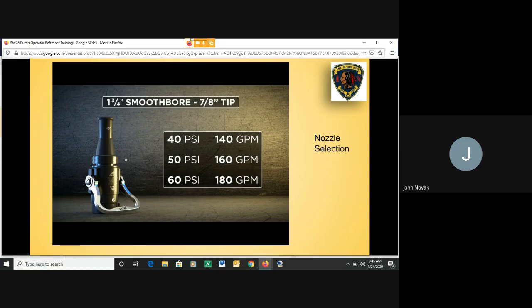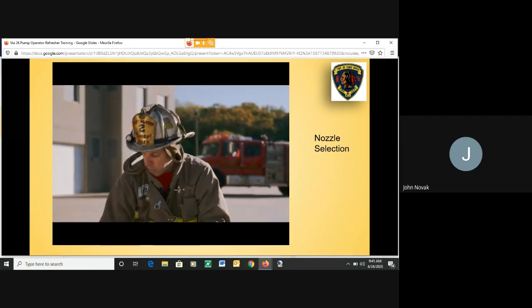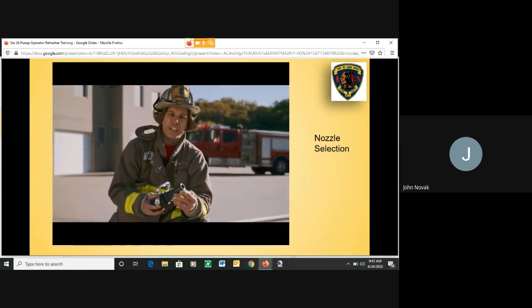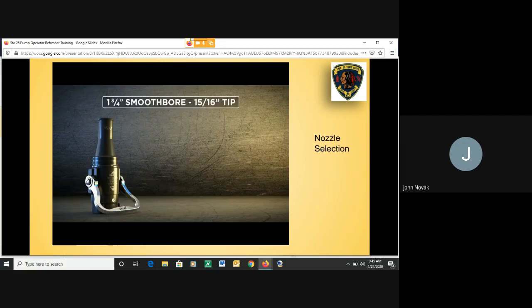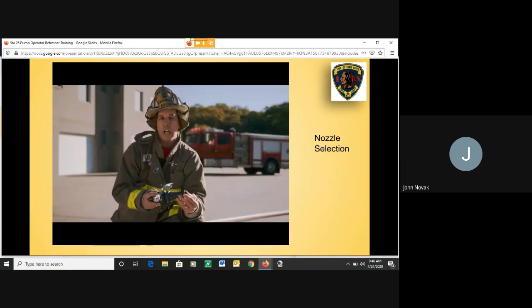We talked about the 7/8 being your standard bread and butter house fire type nozzle, but we also have the very common 15/16 smoothbore at 50 psi, roughly giving us 185 gallons a minute. It too can be underpumped at 40 psi, dropping it down to roughly 160 gallons a minute, or overpumped at 60 and getting somewhere around 200 gallons a minute. The key factor with the 7/8 is when we underpump it, how's it going to affect your hose and nozzle package in relation to kinking on the fire ground.